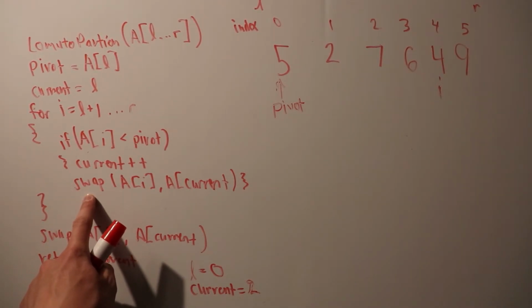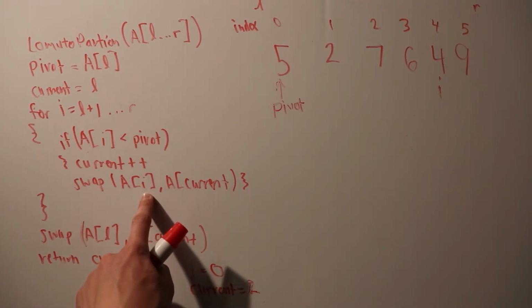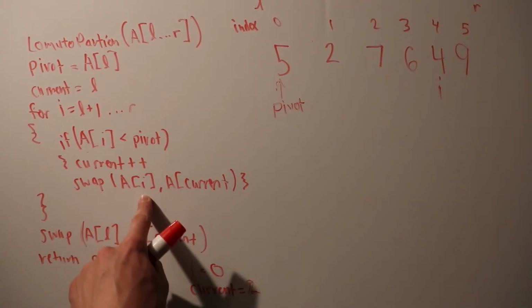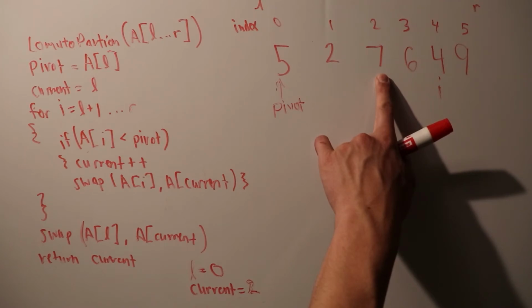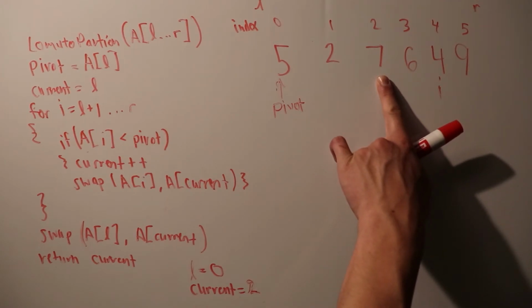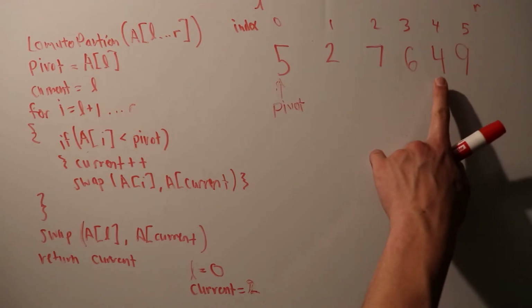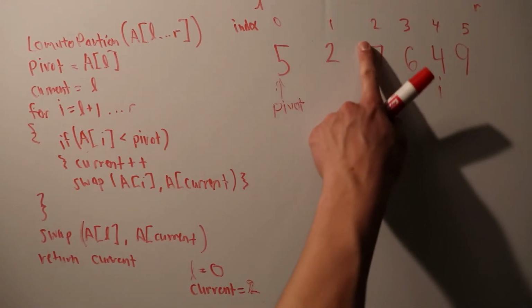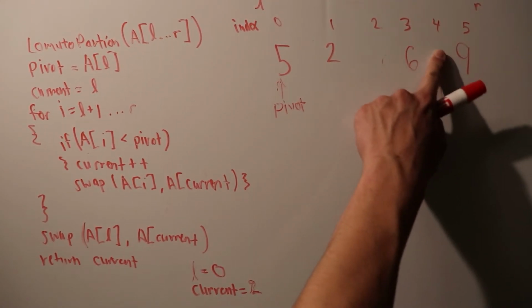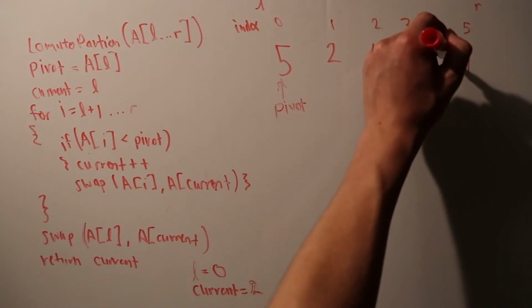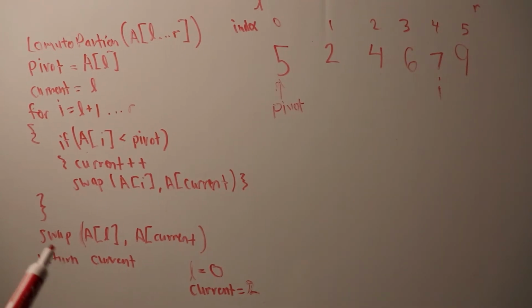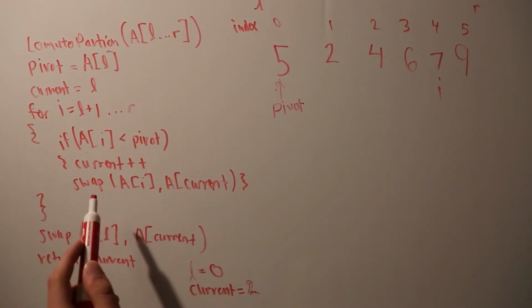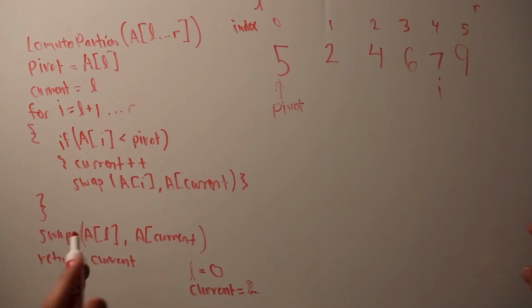So now let's swap our index I in the array and our index current in the array. What would that be? Current is equal to 2, so that's whatever this is, and we're going to swap that with whatever's in the I position. So we need to swap 4 and 7. So this would be 4 and 7, like that. We've just swapped those two indexes, and now we finished up another iteration.